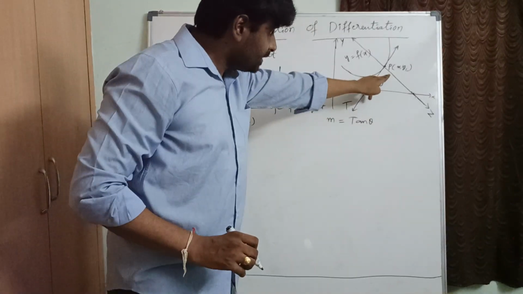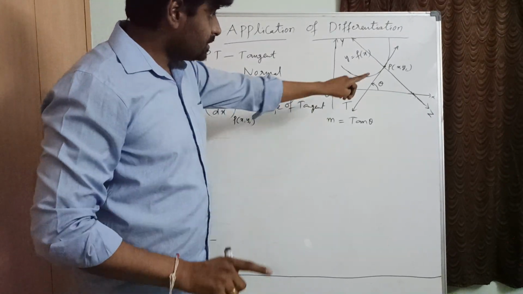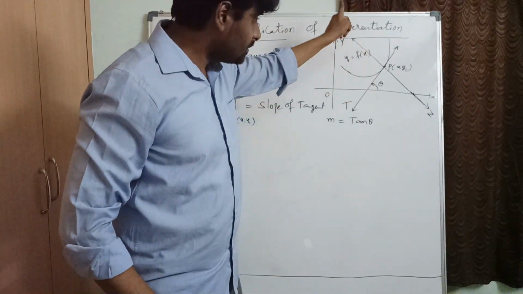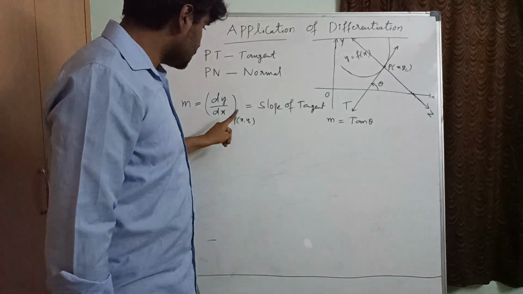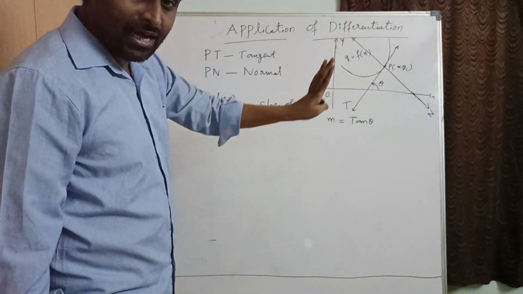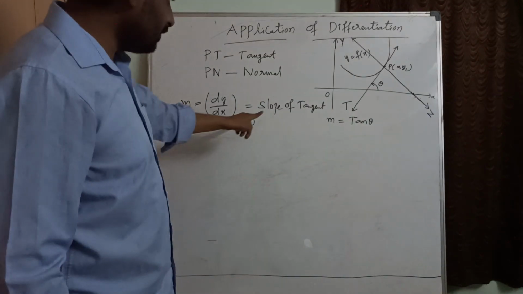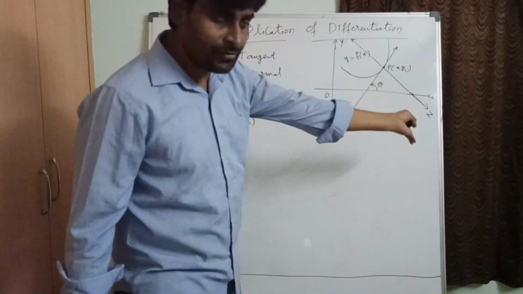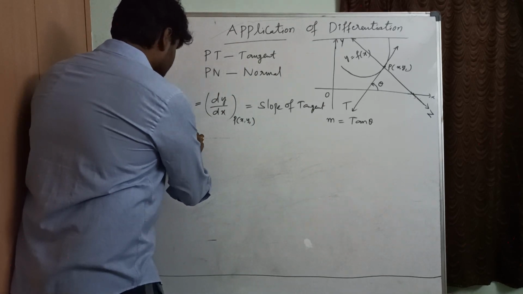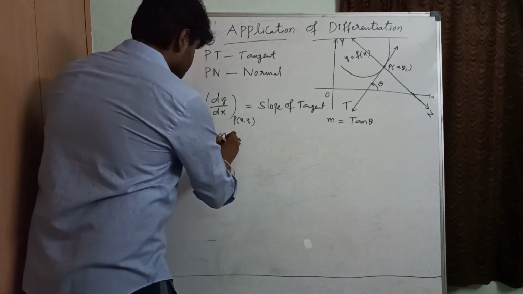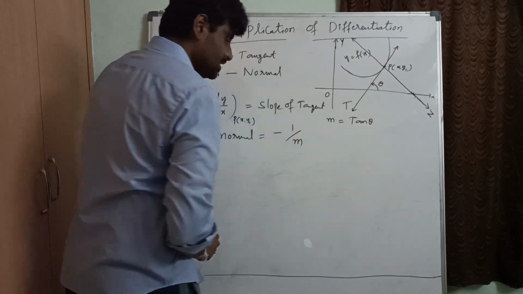That means this point of contact P of x1 comma y1 satisfies three things. This point satisfies the curve, the tangent and the normal also. Anyway, we have found the slope of the tangent. How can we find the slope of the tangent of the curve? We differentiate the given curve and substitute that point where it touches. Then we will get the slope of the tangent. Then how can we find the slope of the normal? The slope of the normal will be the negative reciprocal of that. So the slope of the normal is minus 1 by the slope of the tangent, correct?